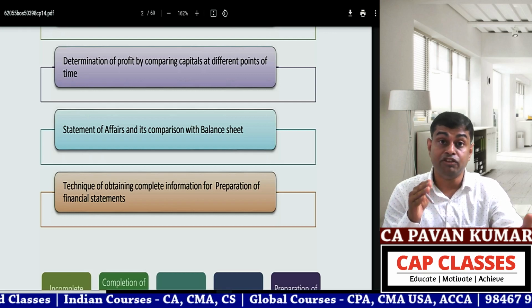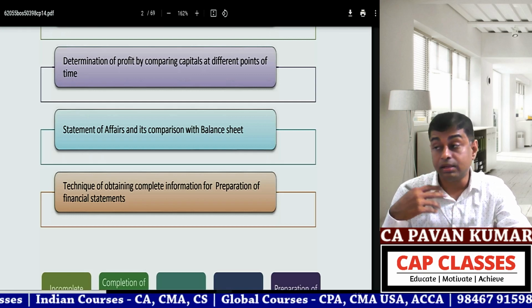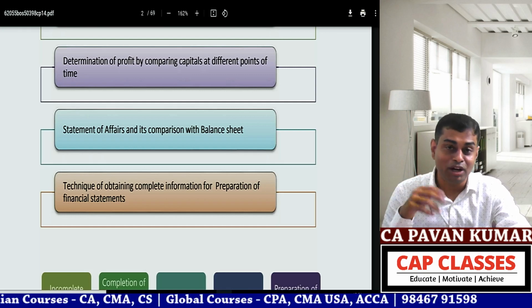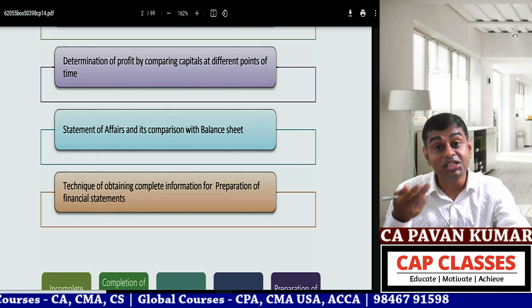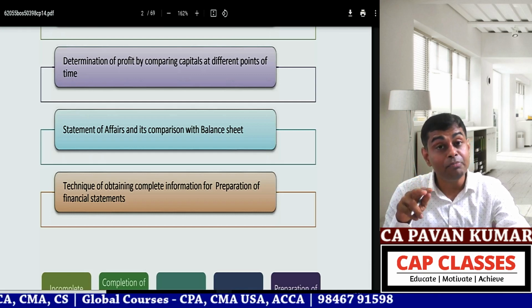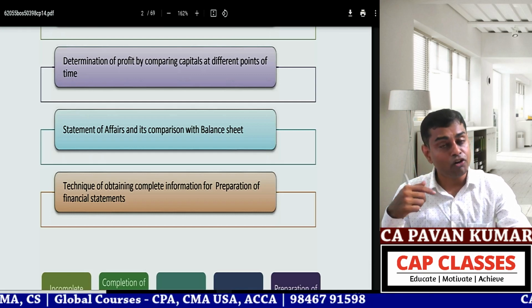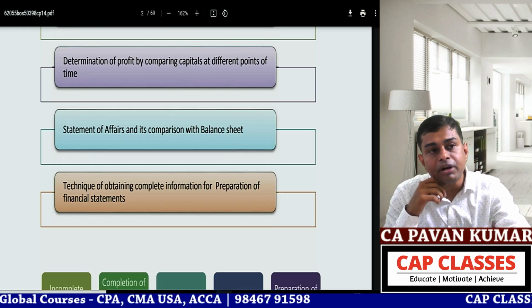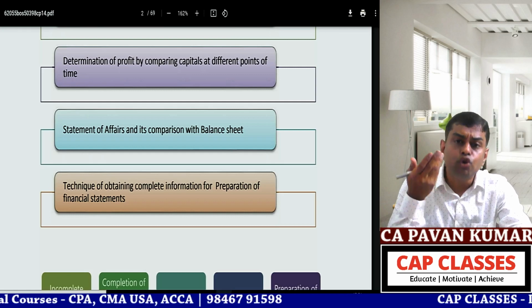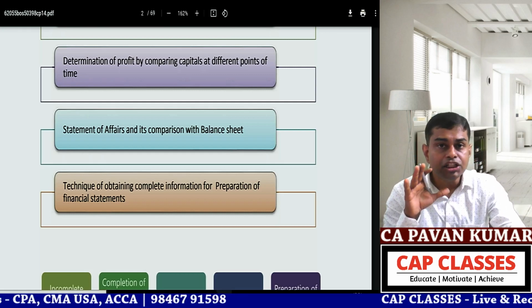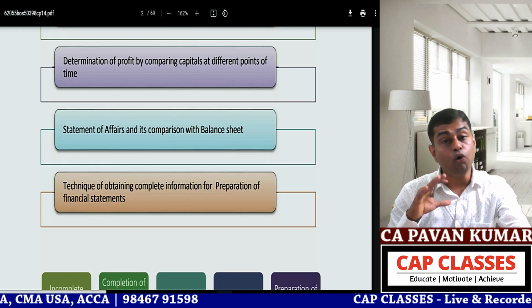What is the difference between balance sheet and statement of affairs? Some lecturers say they are the same, but they are not the same. Balance sheet will tally, statement of affairs will not tally. Balance sheet is systematically prepared, statement of affairs is not systematically prepared. Balance sheet will be prepared from the ledger account balances, but statement of affairs will not be prepared from ledger balances, because basically you do not have ledger accounts. For example, in balance sheet, we'll write inventory 2 lakhs. How do we get that inventory 2 lakhs?